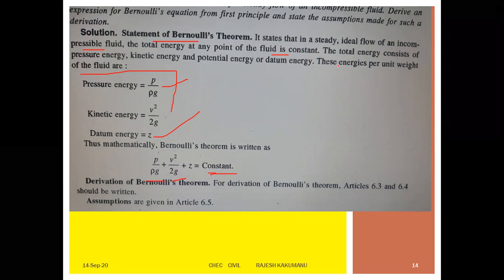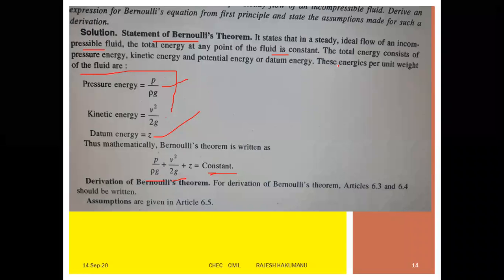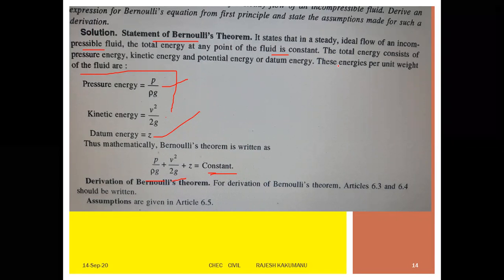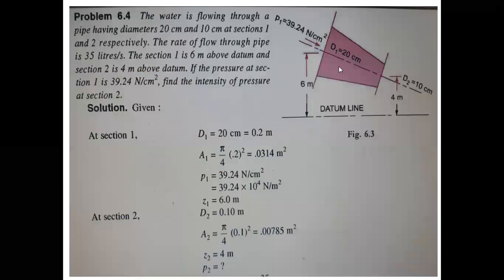So Bernoulli's theorem is saying that the fluid must be steady, first case. The fluid must be ideal, second case. The fluid must be incompressible. Then the total energy of the fluid should be constant. Then what is the total energy? Pressure energy, kinetic energy, and potential energy or datum energy. Understand? Right. Now we'll see the next problem.